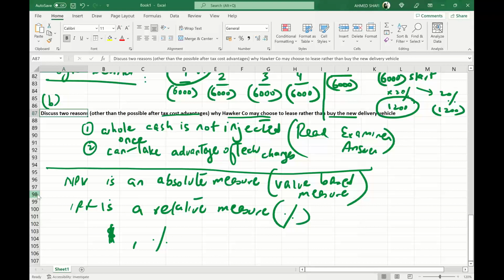So NPV has an advantage. It is an absolute measure. IRR is a relative measure. Okay. First advantage of NPV over IRR.